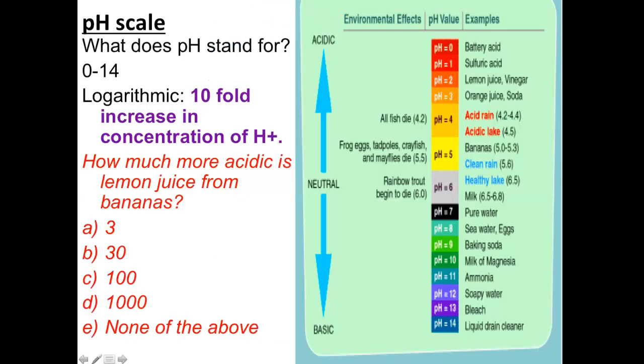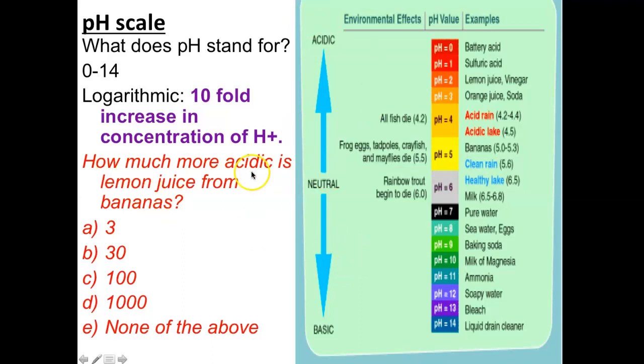So let's look at this pH scale. What does pH stand for? That's in your notes. It's the power of hydrogen. The scale is logarithmic. This means that every number is a 10 times difference in how many hydrogen ions or hydroxide ions are present. Tenfold. This is kind of like the way the earthquake scale works, the Richter scale. An earthquake of 2 is 10 times bigger than an earthquake of 1. This is the same way this works.